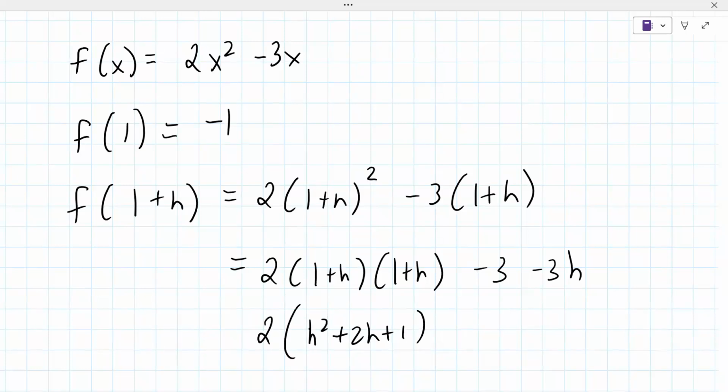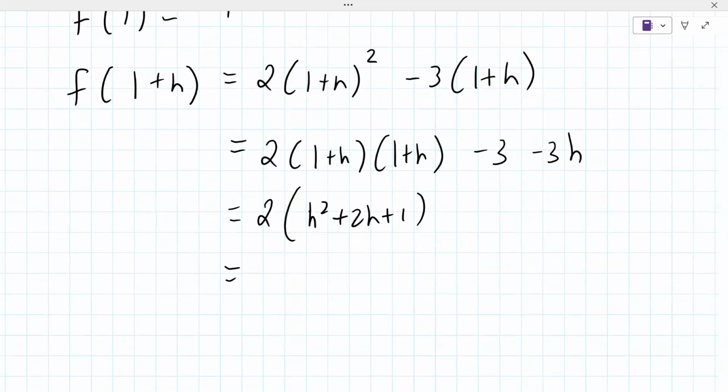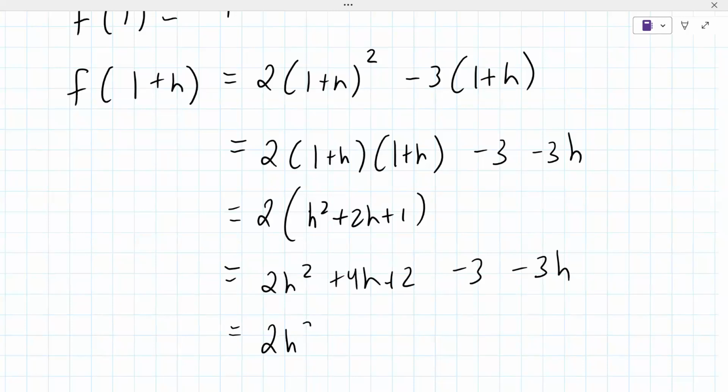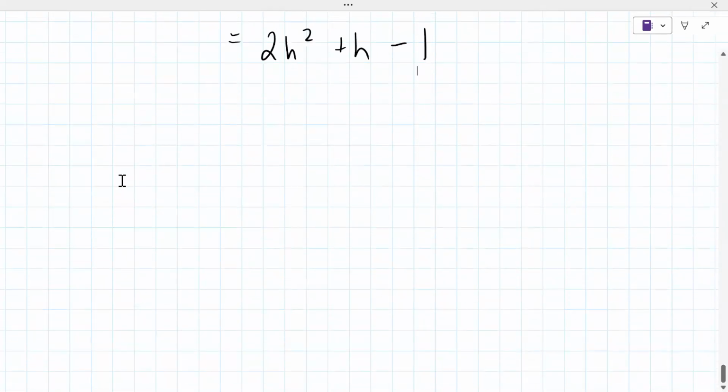Good. And then you got to multiply that by 2. So you end up getting 2h squared plus 4h plus 2. You bring the rest of this down and then you simplify, you combine like terms. So you get 2h squared plus h minus 1, like that. Okay. All right. Any questions on that? Nope. Okay, so let's try another one here.